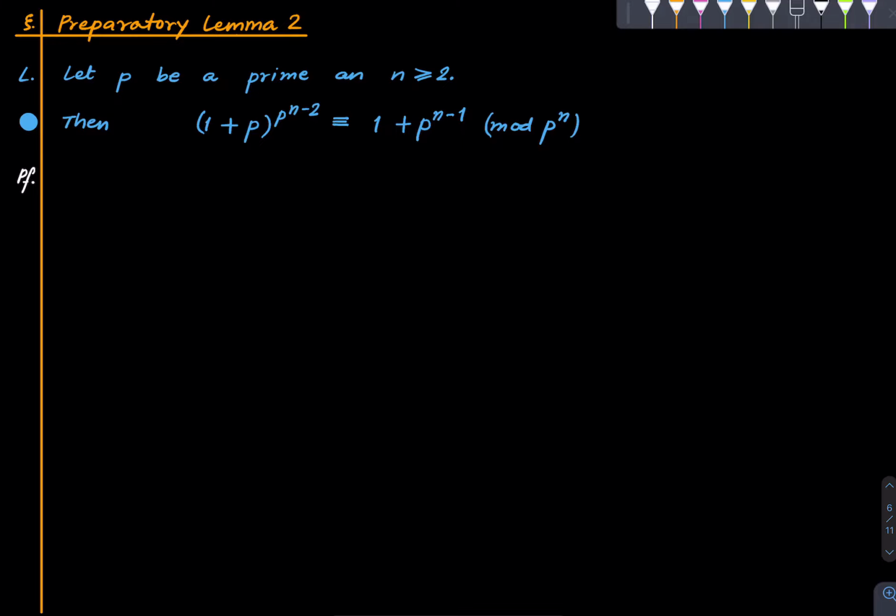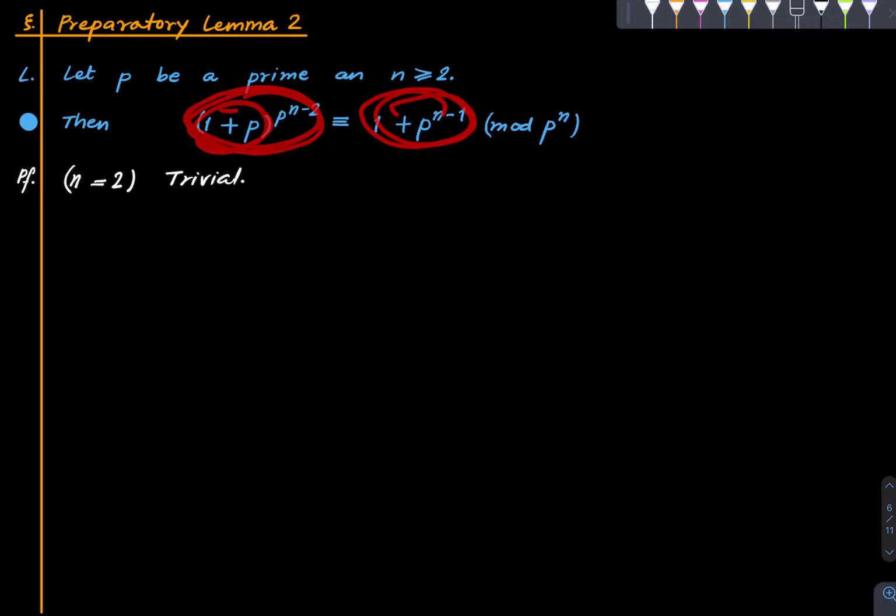Okay, so let's do this slowly. Let's first understand n equals 2. For n equals 2, it's trivial, because this becomes 1 and this becomes p. The left hand side is 1 plus p and the right hand side is also 1 plus p, so there's nothing to do. All right, so let's do it for n equals 3.